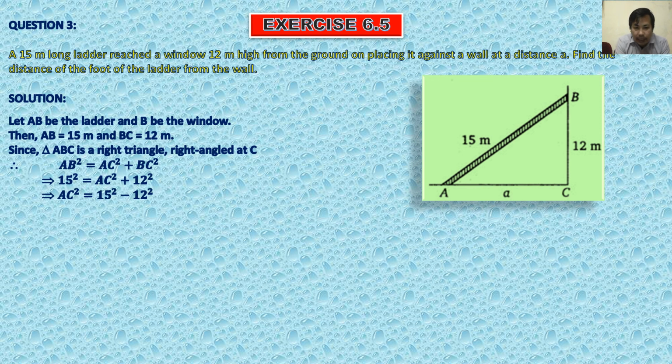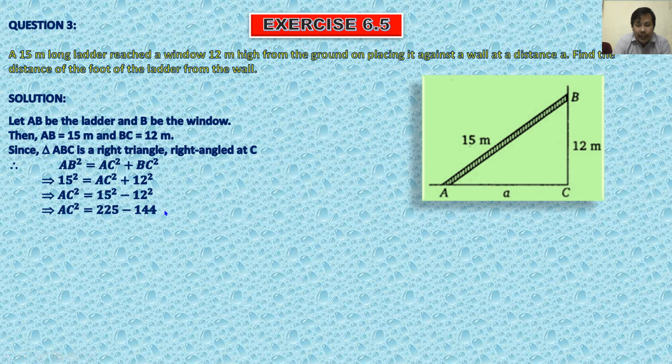So keep the AC on one side. Keep the AC here and bring this plus 12 square to the other side. Then it becomes minus 12 square. So AC square is equal to 15 square minus 12 square. Then we get AC square is equal to 225. 15 square is 225 and minus 12 square is 144.